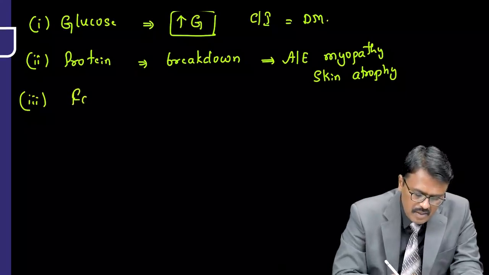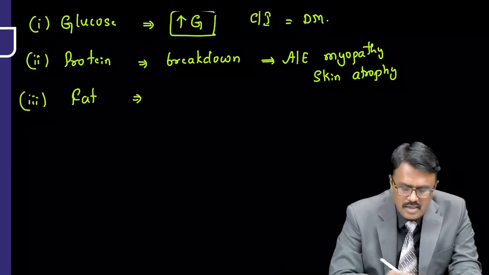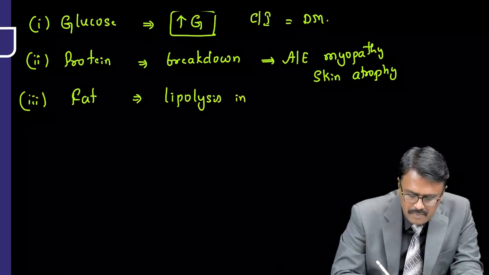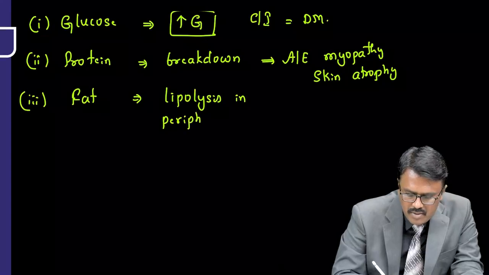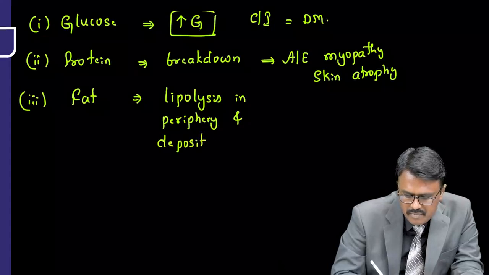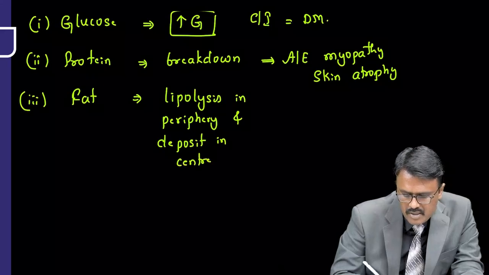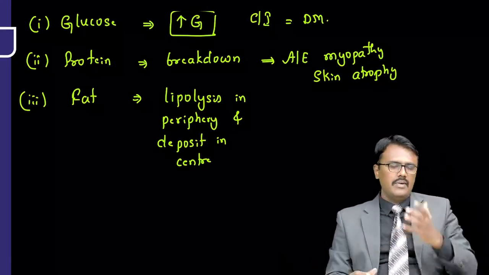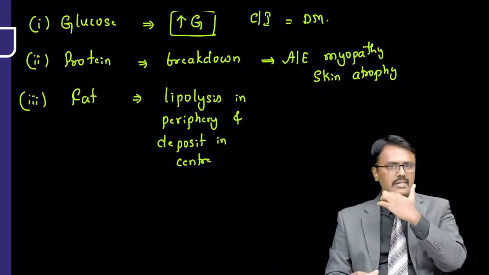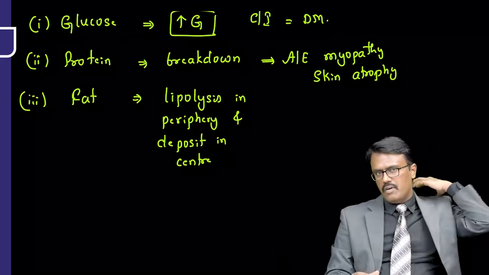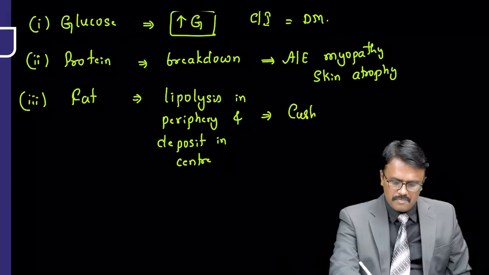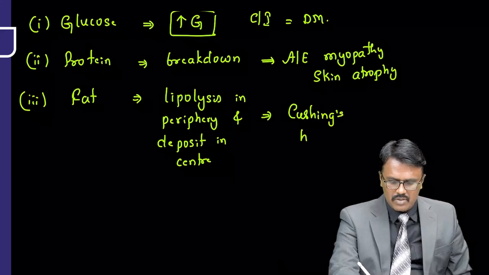Number three, fat. What do they do with adipose tissue? They cause lipolysis in the periphery and deposit fat in the center. When steroids are given for a long period, they cause lipolysis in the periphery and deposit the fat in the center, that is the face, moon-like face, buffalo hump, and central obesity. That is what we mean by Cushing's habitus. So the patient will have the Cushing habitus.